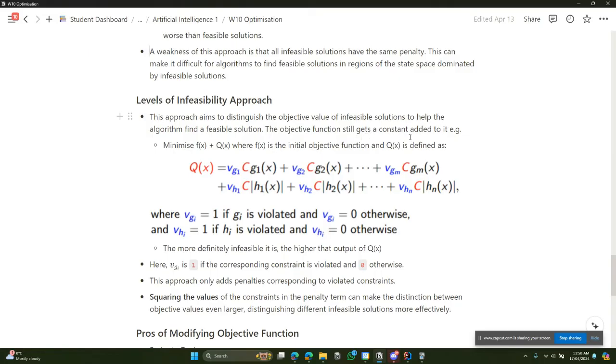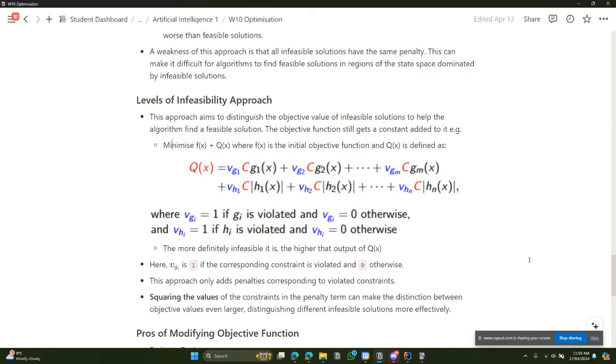So we still have f of x plus q of x if we're minimizing, where f of x is the initial objective function and q of x is the penalty term. However, we have a very complicated q of x mechanism here. So it's not just q of x equals c. We have a bunch of different constants, which are tied in with the constraints. So let's just look at this for a minute.